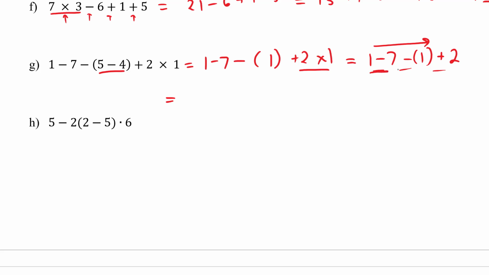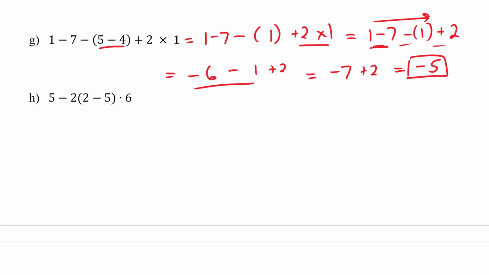So we'll start with 1 minus 7 minus 6 minus 1 plus 2. I can drop the brackets here. Doesn't change the value at all. And then we work on this one. Minus 6 minus 1 minus 7 plus 2. And lastly, minus 7 plus 2 is minus 5. Okay, last problem in this set now.